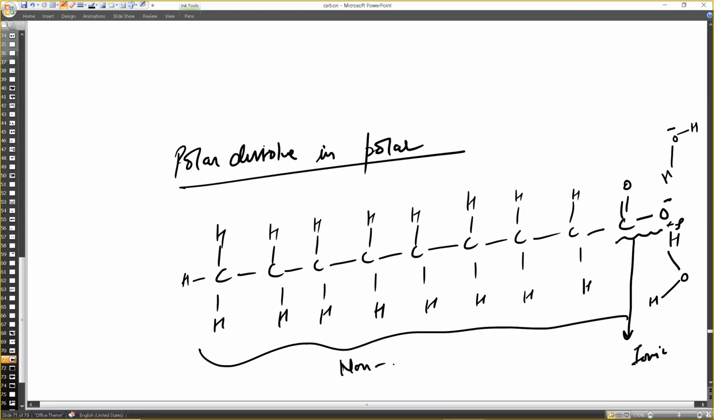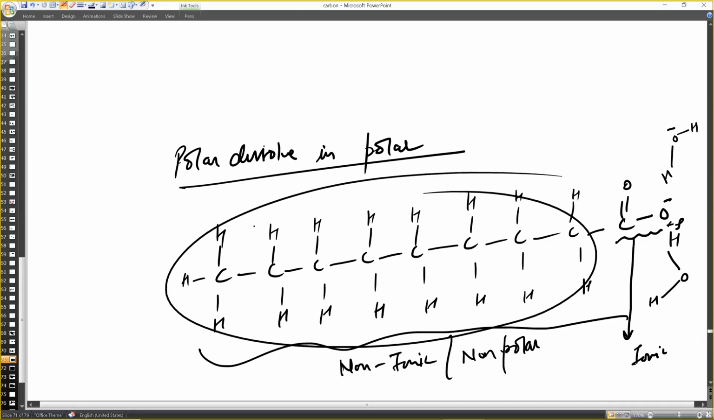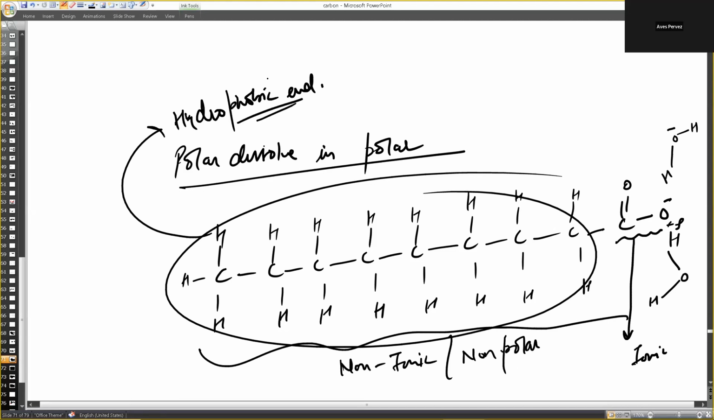And this end is called the non-ionic end, or we can say non-polar, or water repelling, or hydrophobic end. Phobia means having a fear of water. This is called the hydrophobic end. Got it? You understood, everyone?